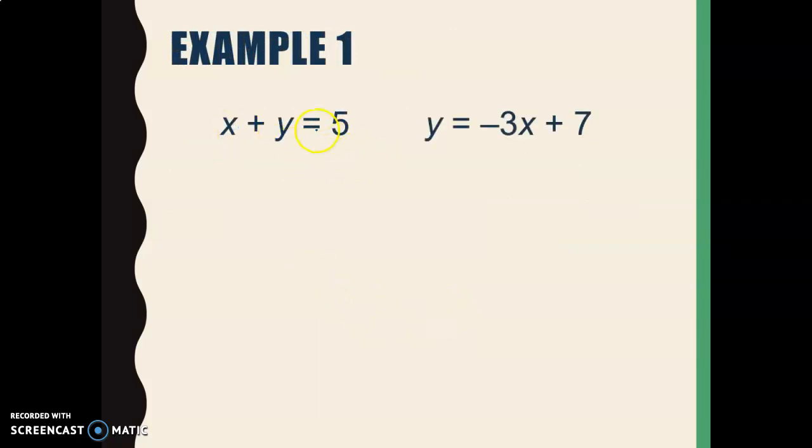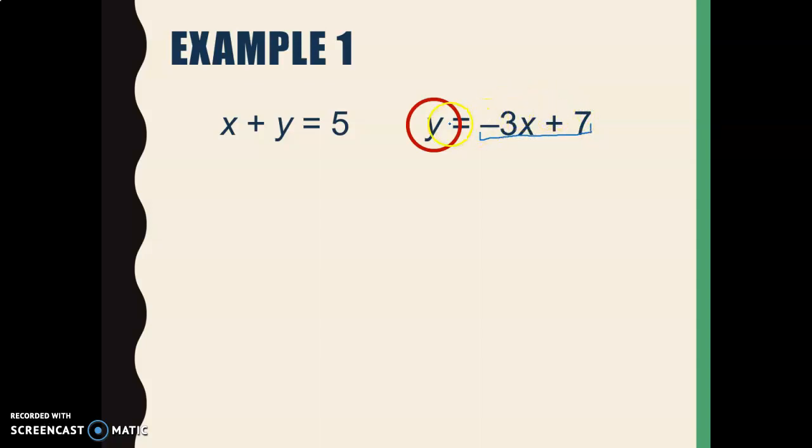Here's our system of equations. You can see it's a system because we've got 2. They're linear equations because they both have x and y. All right, so the first thing we want to do is to solve for a variable. We want one of these equations to be x equals or y equals. And as I look, I notice that my second equation is already y equals. I have an equivalent expression for y. Y equals negative 3x plus 7.